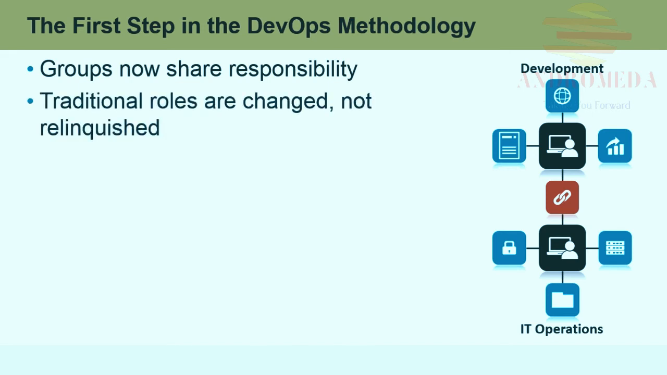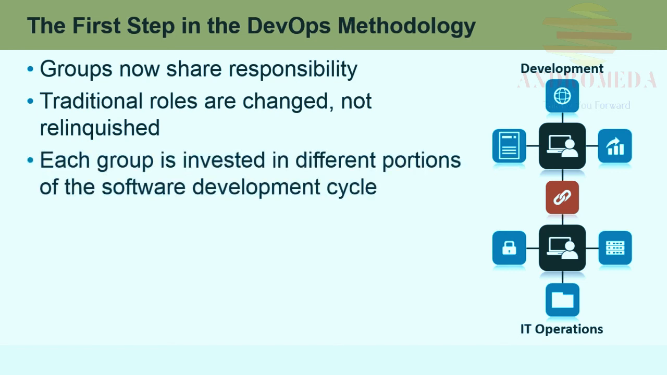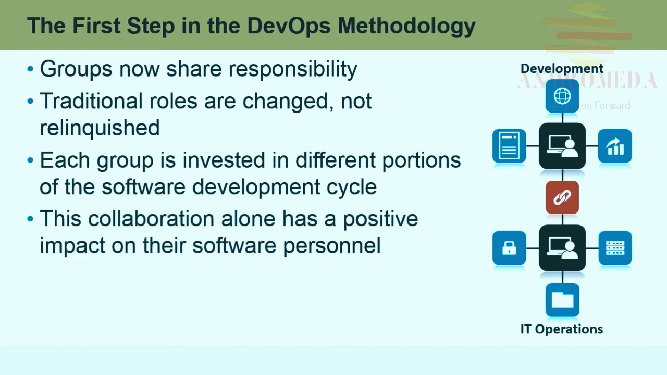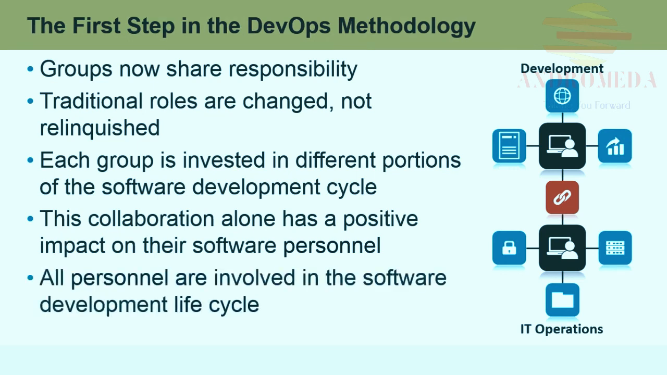While not relinquishing the traditional roles, each group is invested in different portions of the software development lifecycle, portions that they were not involved with until now. Adopters of DevOps claim that this collaboration alone has a positive impact on software personnel. Since all personnel is involved in the software development lifecycle, they take more ownership of the tasks they perform and understand how their role impacts other teams and the organization as a whole.